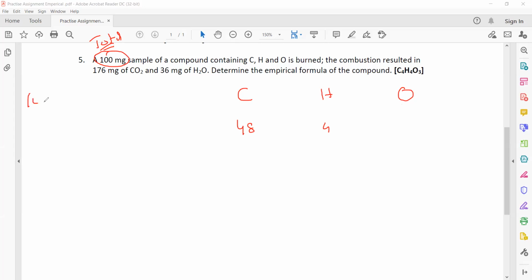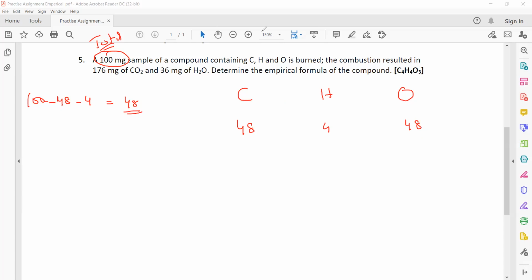So it will be 100 minus 48, which is the mass of carbon, minus 4, which is the mass of hydrogen. That will be again 48, and this 48 will be the mass of oxygen, because the sum of the masses of hydrogen, carbon and oxygen should be 100 milligram as they mentioned. So we worked out the mass of oxygen, which is 48. Now we have the mass of each.